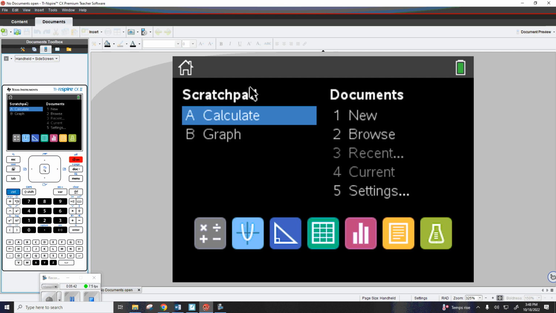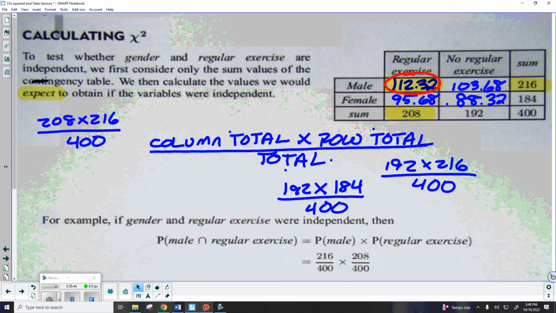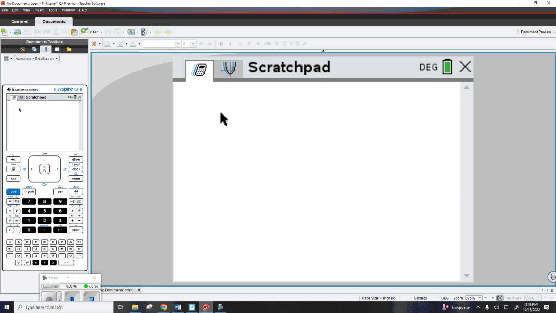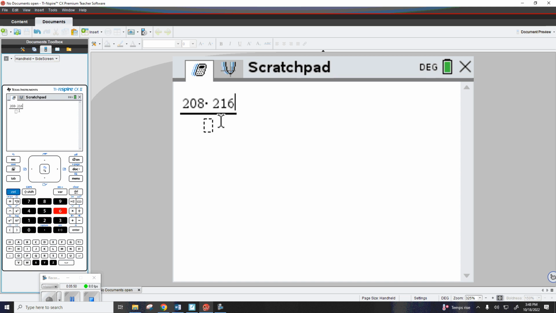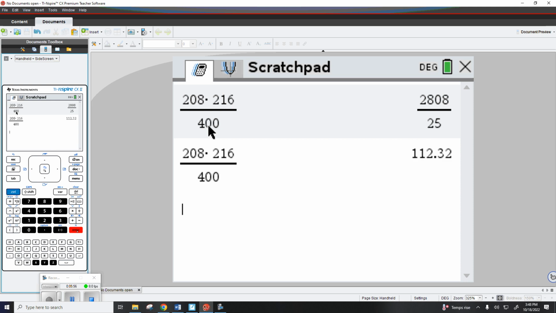Okay. So I'm going to come on over here. I've totally forgotten the numbers, 208 and 216. So control divide, 208 times 216. And I want to divide that by 400. So control enter. See, there's the 112.32.